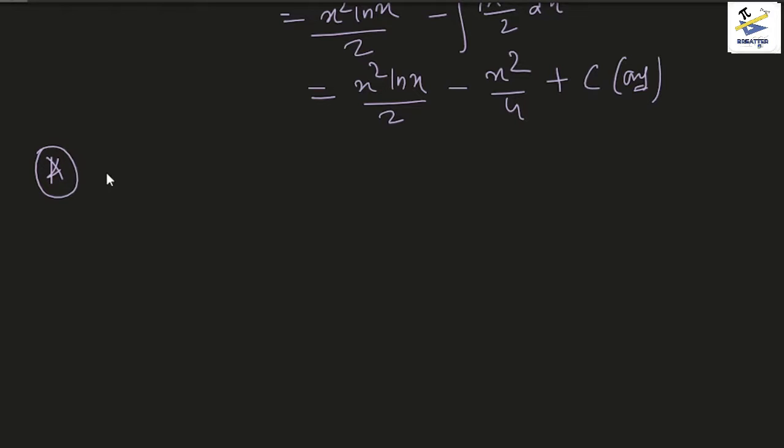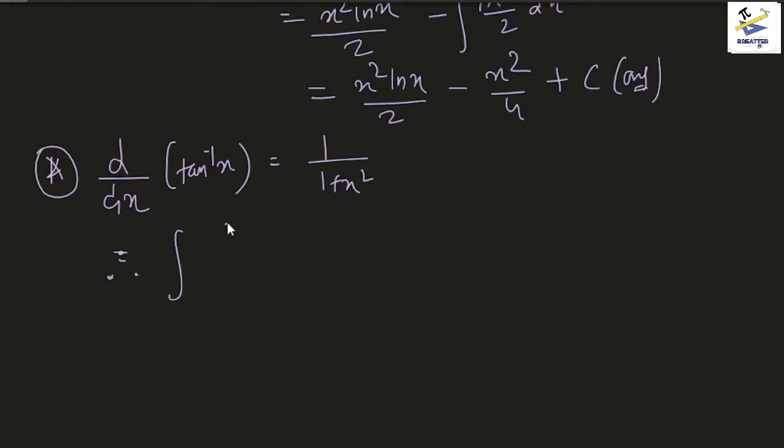For the next problem, what we do need is this: d dx of tan inverse x is equal to 1 by 1 plus x square. We are going to prove it, but first understand that since the derivative of tan inverse x is 1 by 1 plus x square, this also means that the integration of 1 by 1 plus x square is equal to tan inverse x plus c. Okay, and how do we prove it?